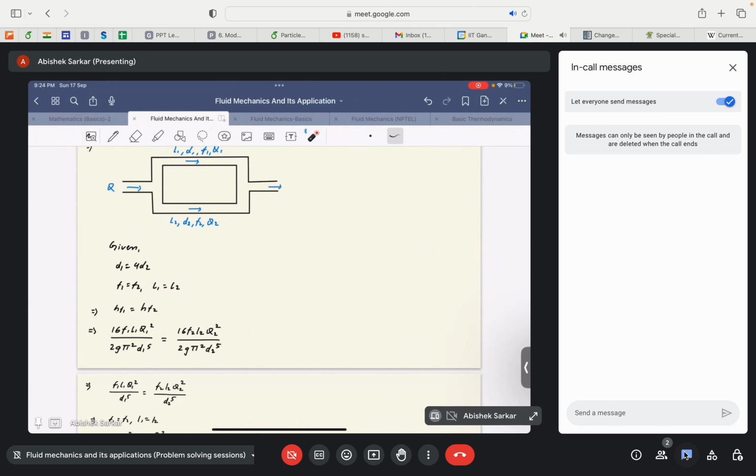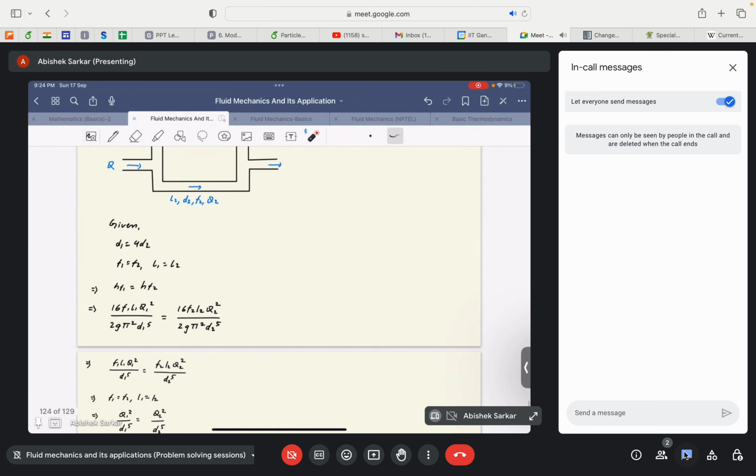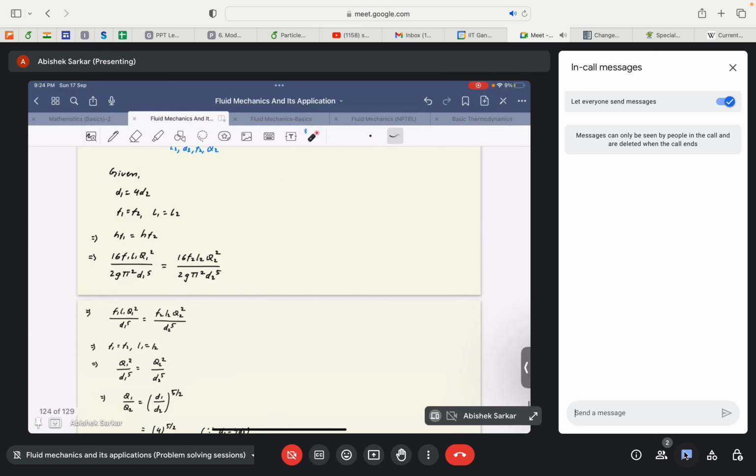So we get that 16 F1 L1 Q1 square by 2G pi square D1 to the power 5 is equal to 16 F2 L2 Q2 square divided by 2G pi square D2 to the power 5. Then we just cancel out the constants, 16, 2G, pi square. Then again we have that F1 is equal to F2, L1 is equal to L2. So we have Q1 square by D1 to the power 5 is equal to Q2 square by D2 to the power 5.